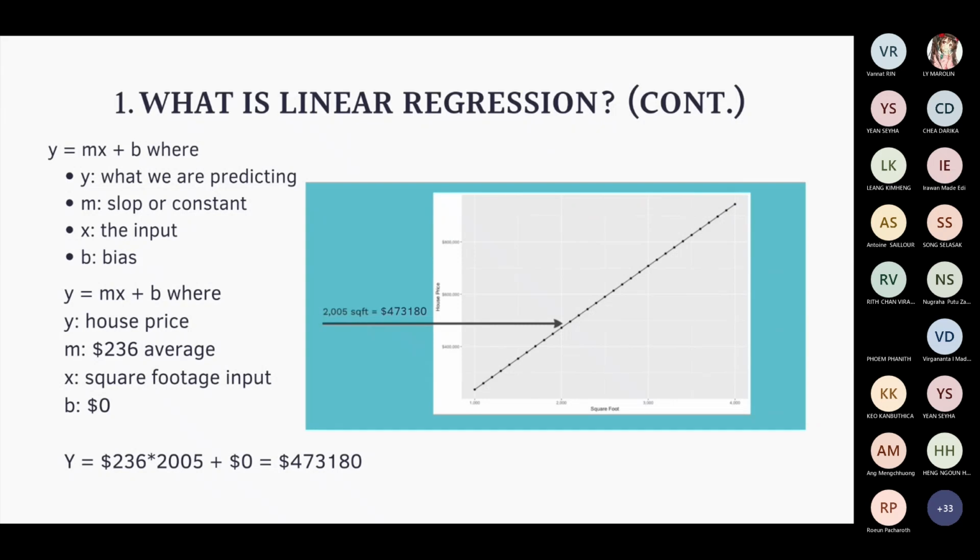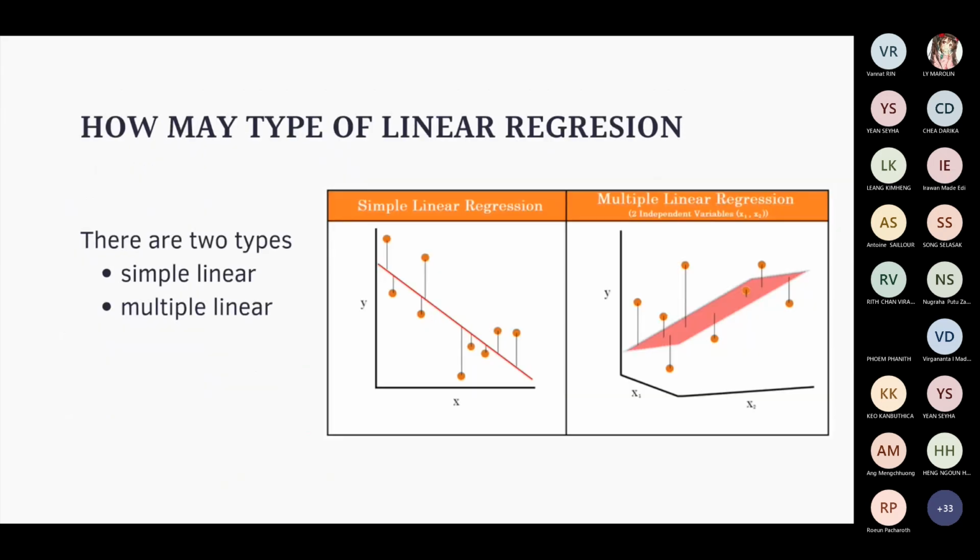And that is the general definition of linear regression. The next part is the types of linear regression. Based on what I researched, I found that in total there are two types. The first one is simple linear regression, and the second one is multiple linear regression. For further explanation of these two types, my teammate will do the presentation, starting with simple linear regression.